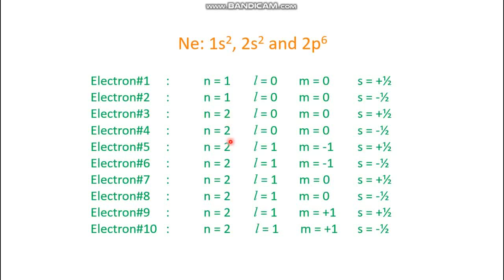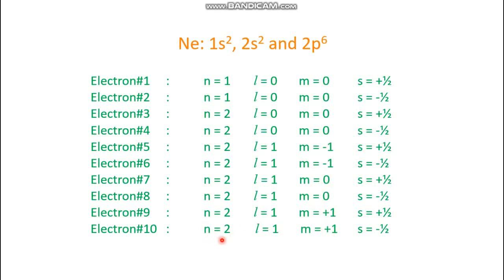Now for n equals 2, l has 2 values. One is 0, another is 1. For l equals 0, m equals 0, so it will be applicable for 2 electrons, but for l equals 1, it will be applicable for 6 electrons. Because for l equals 1, m will have the values minus 1, 0 and plus 1. So minus 1 will be occupied by 2 electrons, 0 will be occupied by 2 electrons, and plus 1 will also be occupied by 2 electrons. So that is 6 electrons.